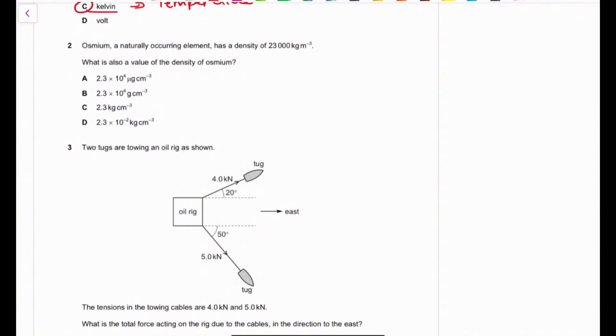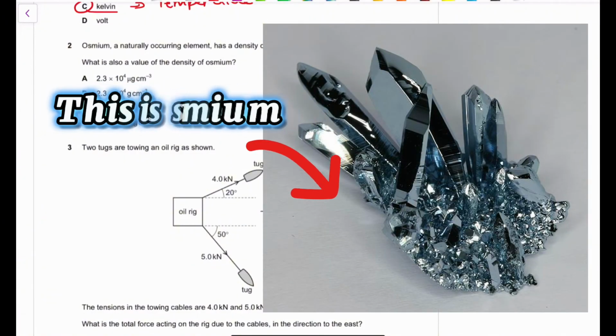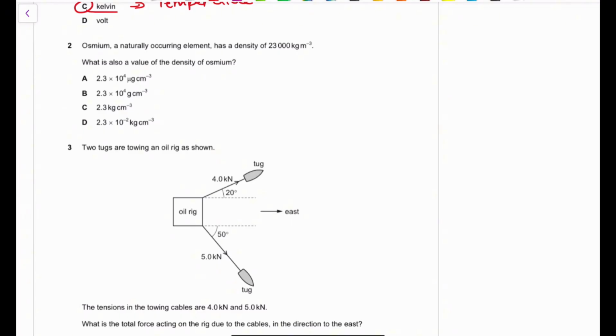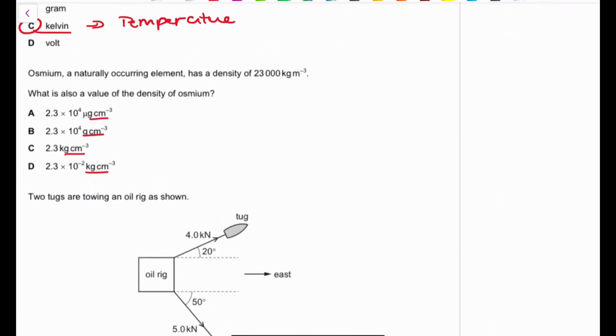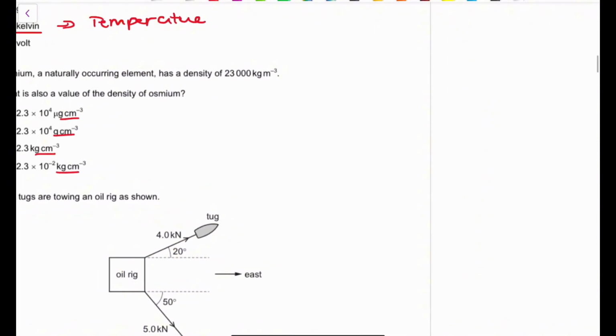We've been given osmium, okay? Osmium is a naturally occurring element that has a density of 23,000 kilograms per meter cubed. What is also a value of the density of osmium? Okay, so one thing that we must appreciate here is the units, which are almost consistent throughout, that we've been given: grams per centimeter cubed. So what we can do is try to express 23,000 kilograms per meter cubed in grams per cubic centimeter, so that we can get a better view of what's going on.